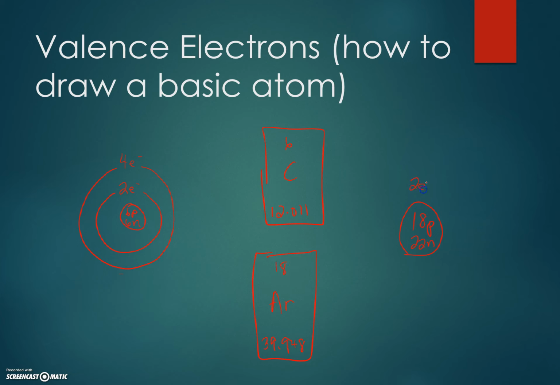I put 2 electrons in my first ring. The max the next ring can hold is 8. And then I have 10, so I need another 8. I'll put another 8 electrons on the third ring. If I needed more electrons, let's say I was doing something like potassium, which had 19, I would go ahead and put 1 electron. And this is our basic drawing of an atom.